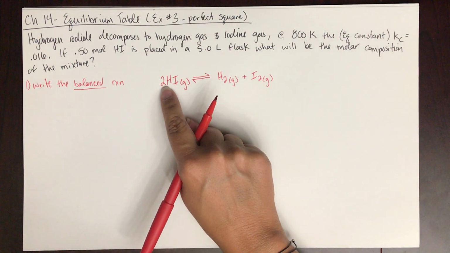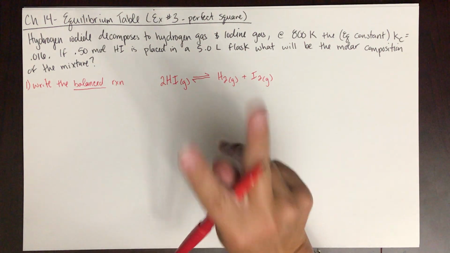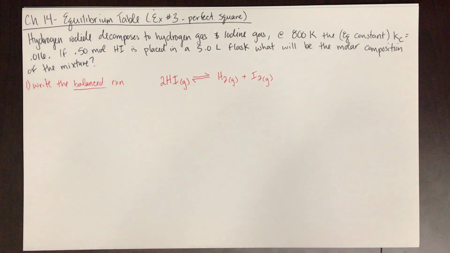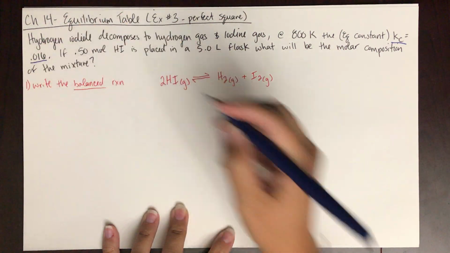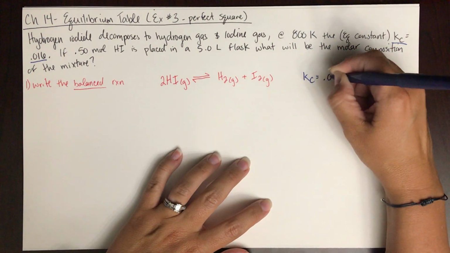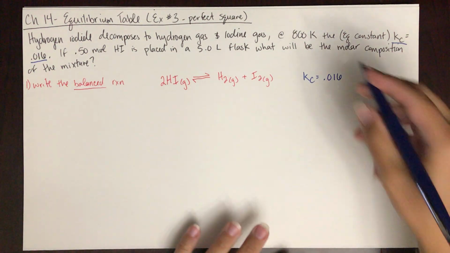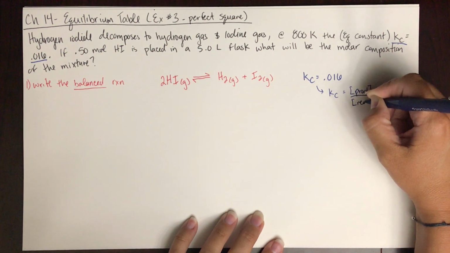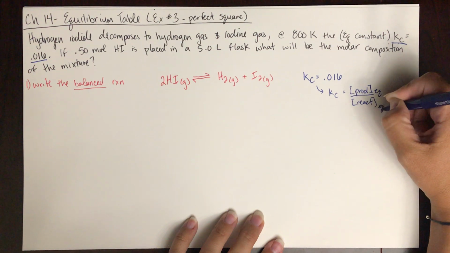Remember how important it is to have these coefficients correct, because the coefficients come into play in 2 places. 1, with the change between initial and equilibrium, and 2, because whatever the coefficient is will be the exponent in the equilibrium expression. So we wrote the balanced chemical reaction. Next, let's see what information is being given and what information is being asked. It gives us the Kc. Kc is 0.016. So I'm going to write that here. Kc equals 0.016. Remember what the Kc is. The Kc is the concentration of the products over the concentration of the reactants, both of these at equilibrium.